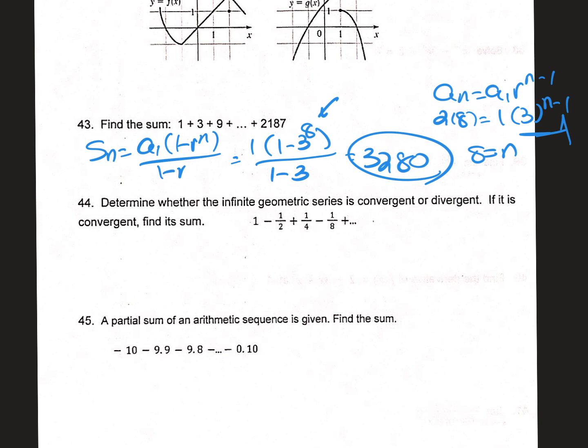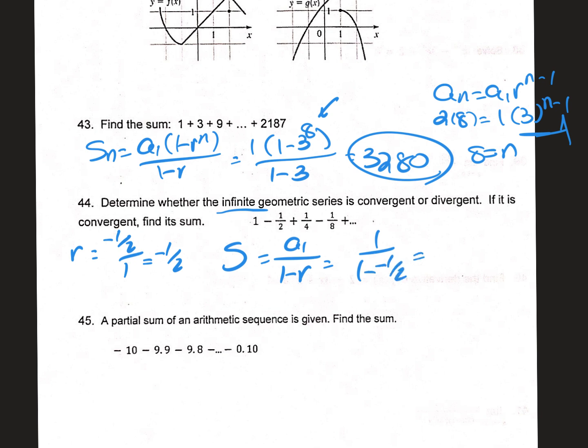All right, number 44, determine whether the infinite geometric series is convergent or divergent. If it is convergent, find the sum. First of all, for it to be convergent, the r has to be between -1 and +1. Don't forget you find r by putting the second term over the first. If I do -1/2 over 1, it is definitely -1/2, which is good. That means it is convergent. The formula for an infinite geometric is the first term over 1 minus r. So I'm going 1 over 1 minus -1/2, which gives me 1 over 3/2. And 1 over anything is the reciprocal of the denominator, which is just 2/3.